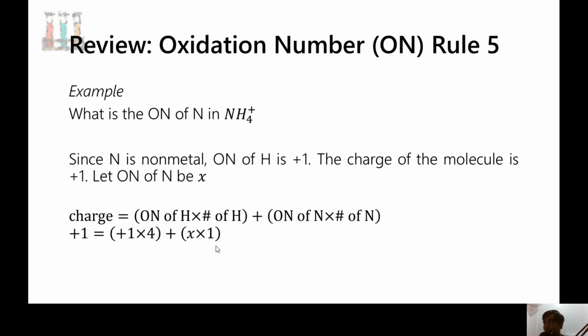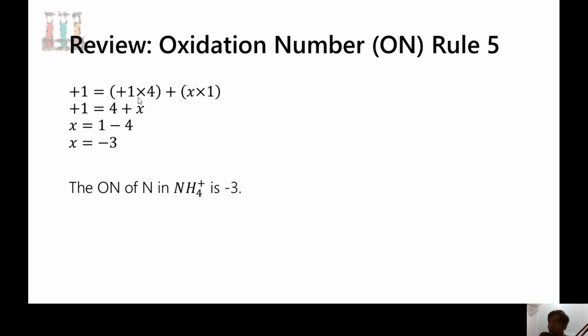Simplifying that, we will have 1 equals positive 1 times 4 plus X times 1. So we will have this equation. Solving for X, you will see that the oxidation number of nitrogen is negative 3. It's just simple algebra, that's all. Just keep in mind the rules. Okay?